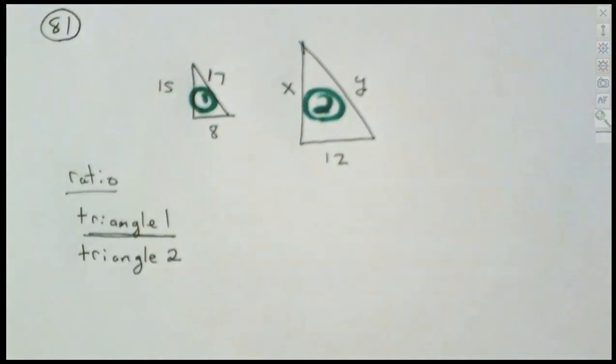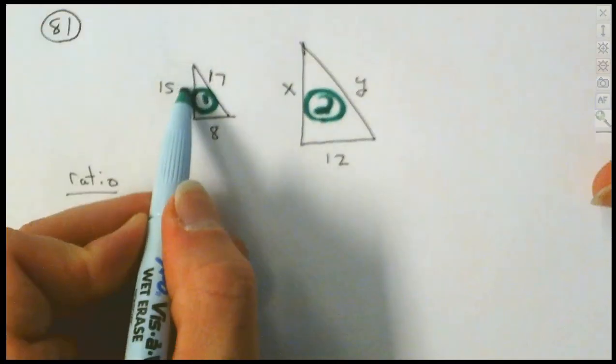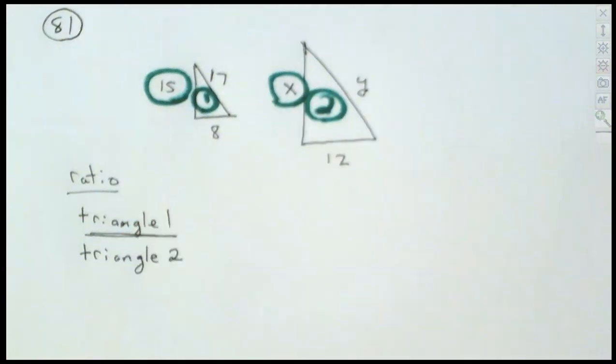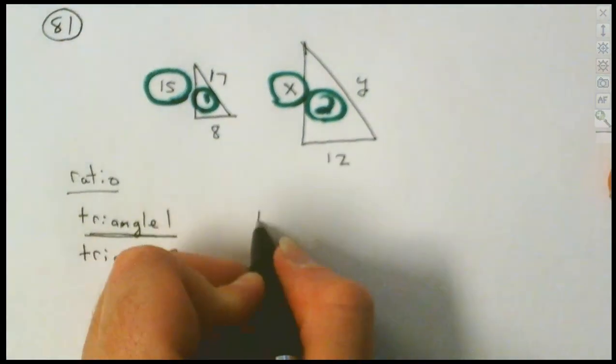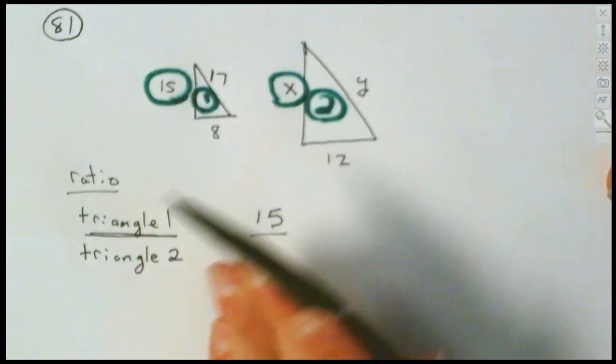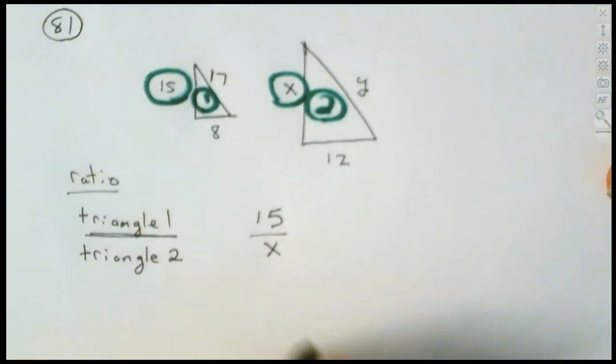We need to figure out the missing pieces. Now we can only do one of these variables at a time, and we need to figure out how they go together. So let's try to find that x. So what do we know? Well, we know that x goes with that 15. So on triangle 1, we've got our 15. And on triangle 2, the side that matches with it is x.